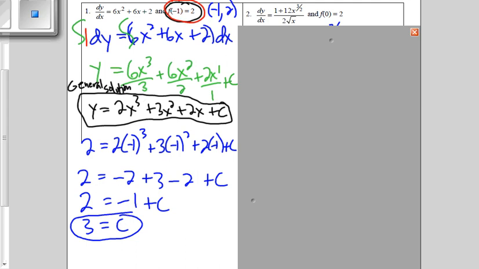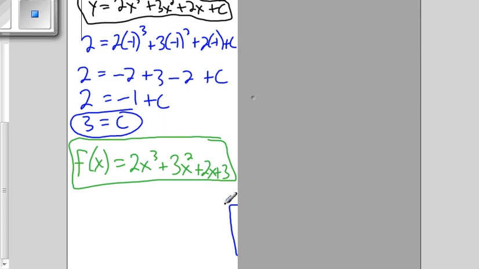We get c equals 3, and then we just put that into our general solution. We put 3 in for c. There's our particular solution. Okay, let's go through the second one.